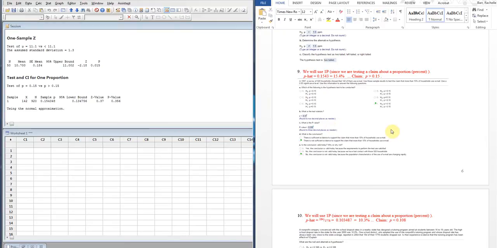All right, so what's the conclusion? There's not sufficient evidence to support the claim that more than 15% of households use email, because my p-value is freaking huge. 35.6%. It's enormous. Anyway, is the conclusion valid today? Well, no, clearly. I mean, it's got to be more than that, right?